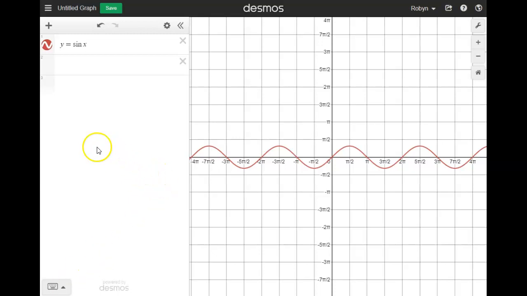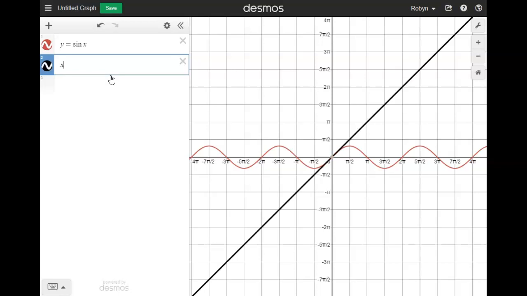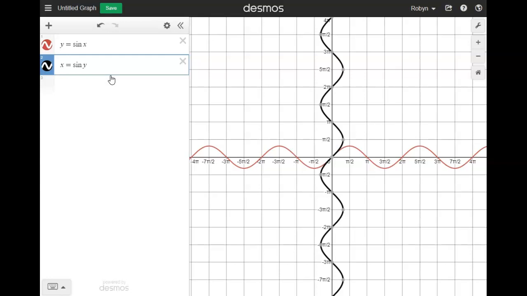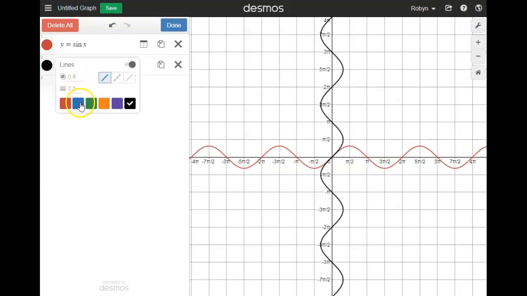Okay, so if I graph y equals sine of x on the coordinate plane over the interval negative 4 pi to 4 pi in both directions, in x and y direction, and I want to find the graph of its inverse, remember that inverses switch the x and the y. So I'm going to write the equation x equals sine of y in order to get the inverse. And I'm going to change that to be blue.